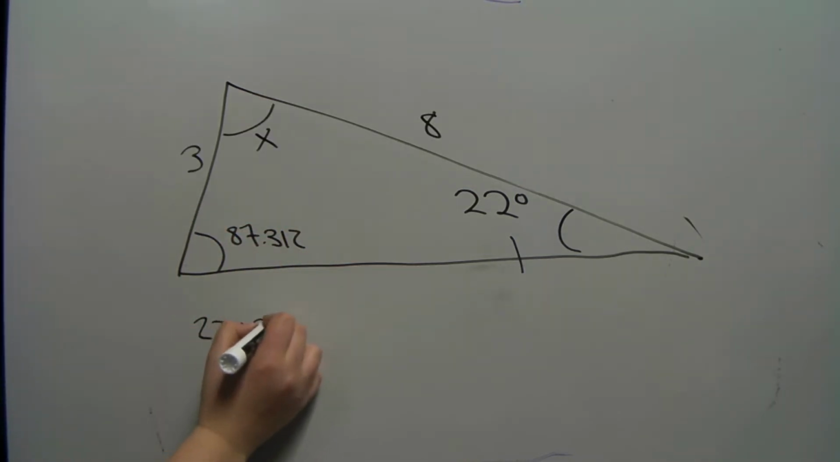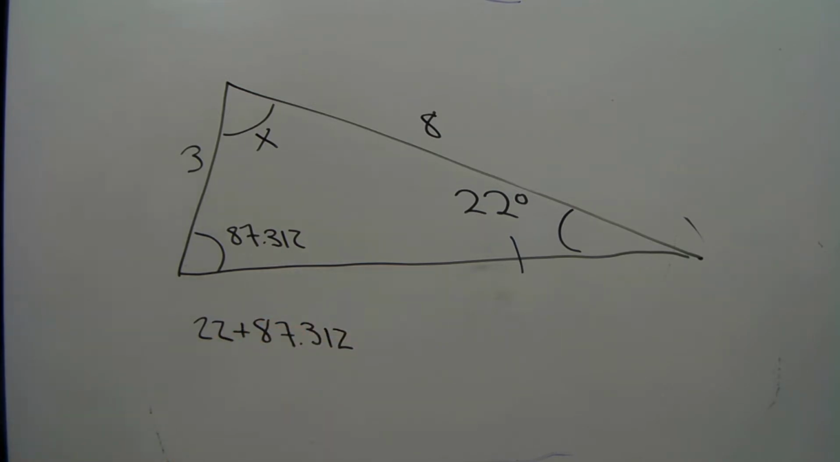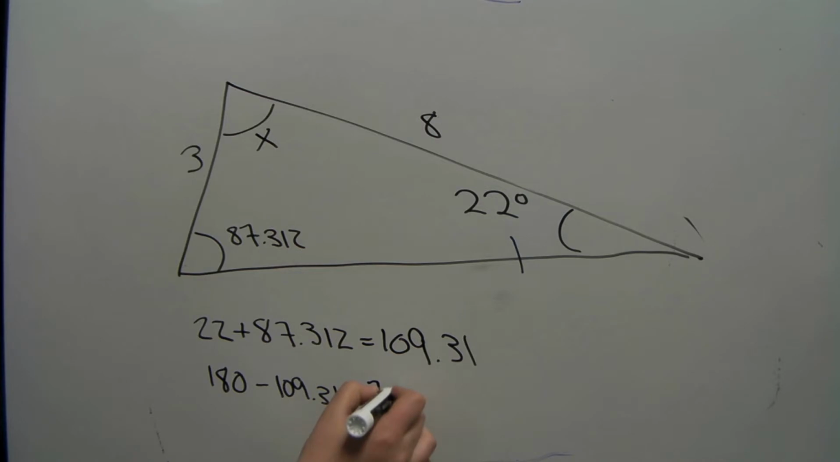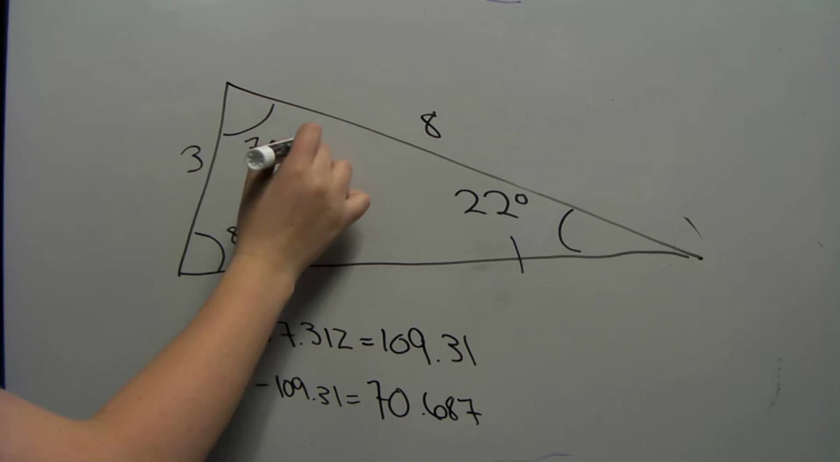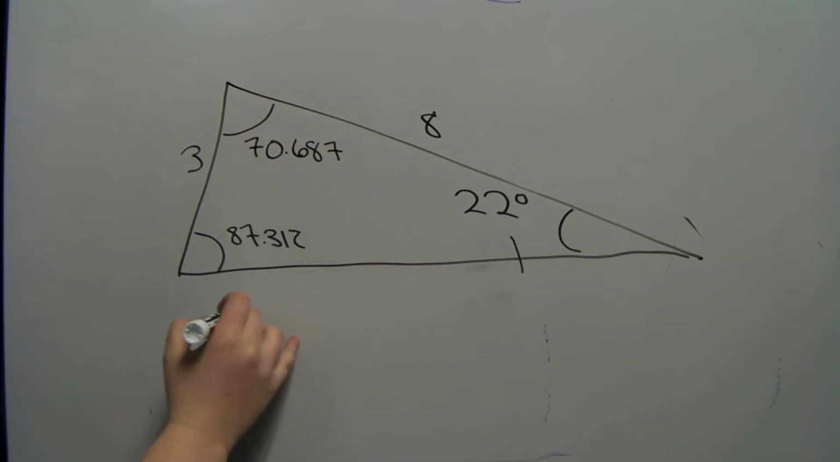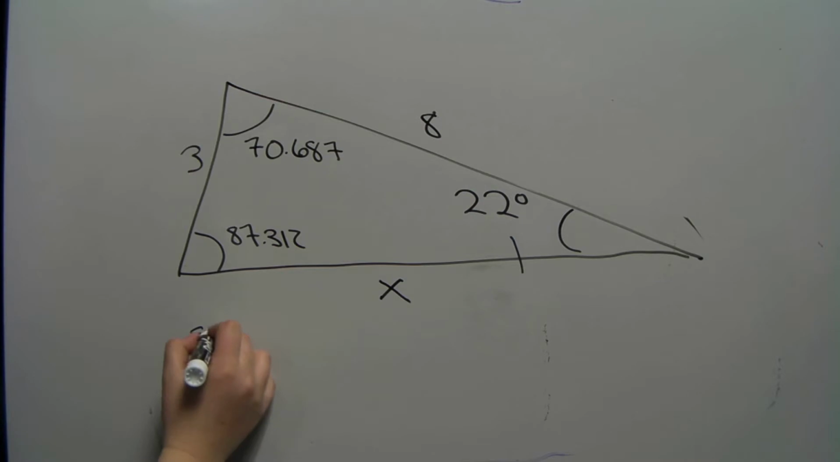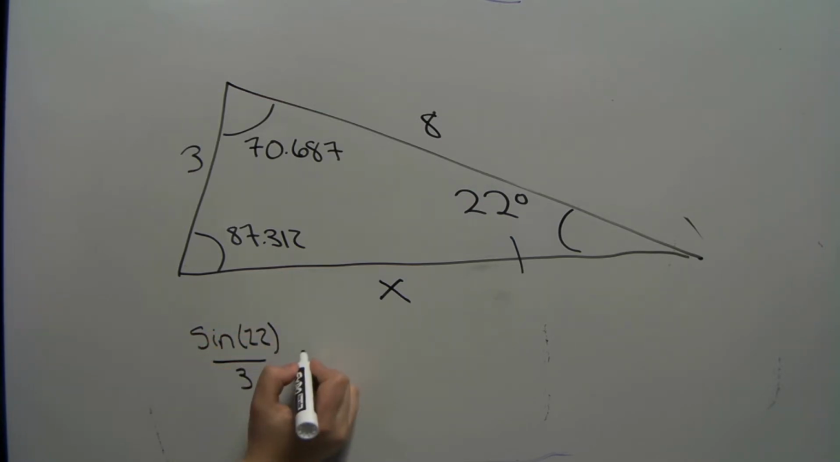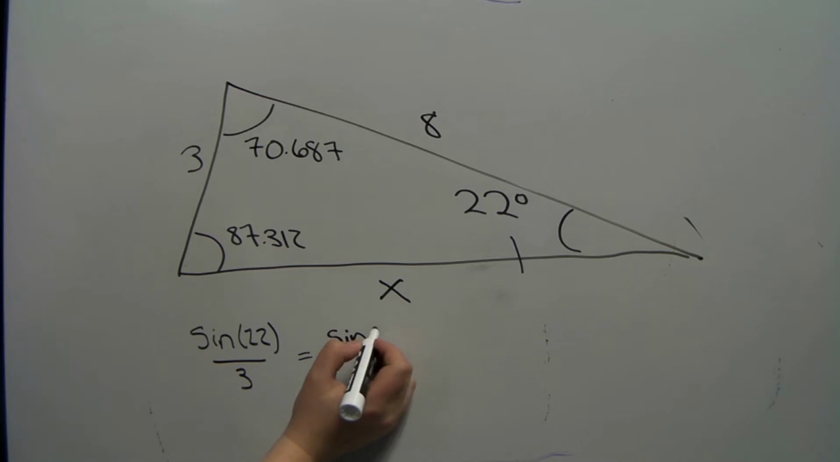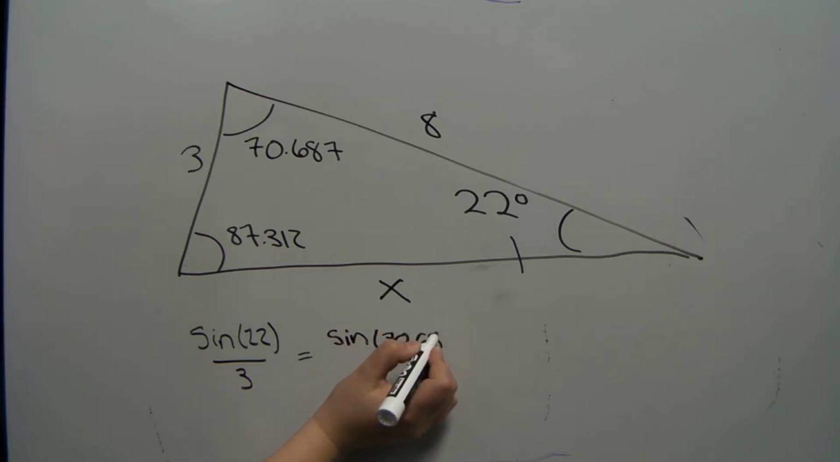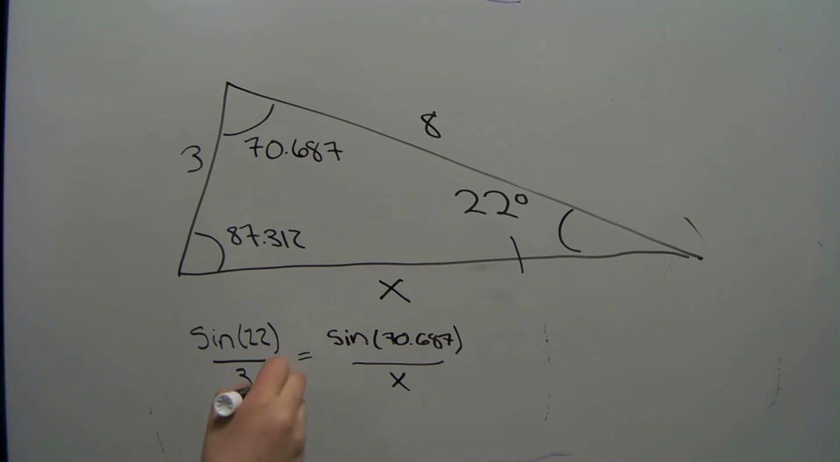Then we have our last angle, and to get that, we just have to take 180 minus the other two added together, because all 3 angles of a triangle add up to 180. So 22 plus 87.31 equals 109.31, and then we take 180 minus 109.31, and we get our last angle, which is 70.68. So now that we have all those angles, we can find the last side of the triangle using our law of sines again. So we have sine 22 over 3, like in the beginning, equals sine of our new angle, 70.687, over our x, because we don't know the side.